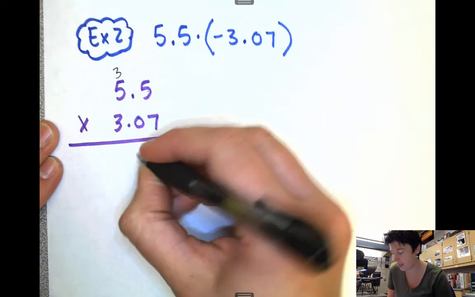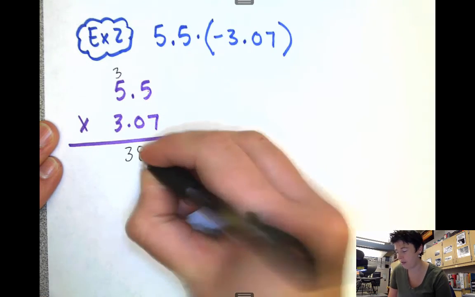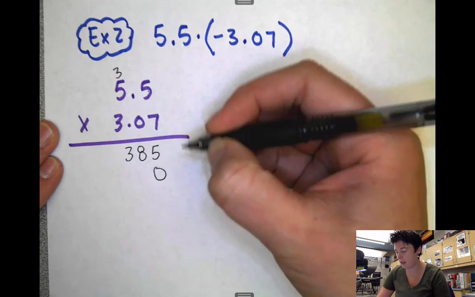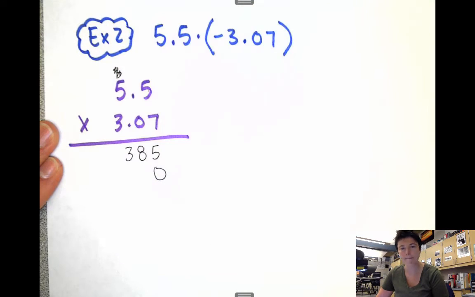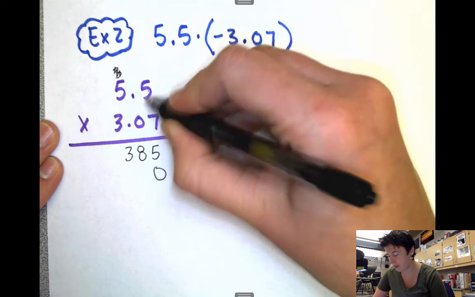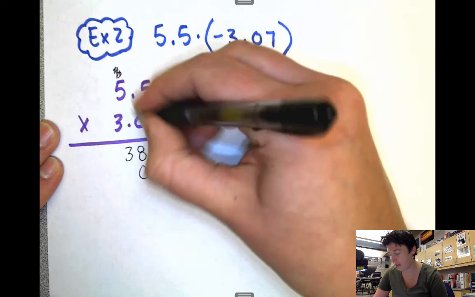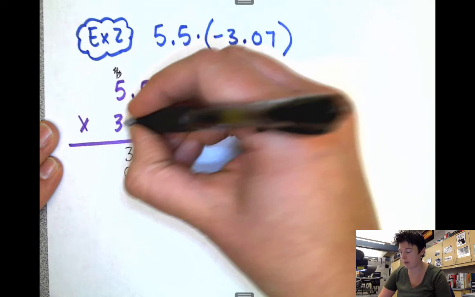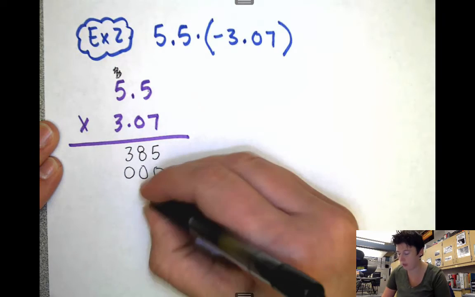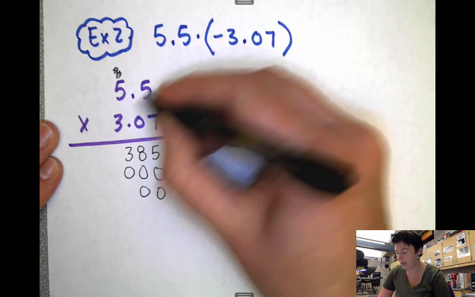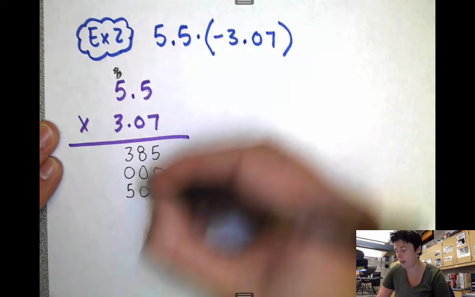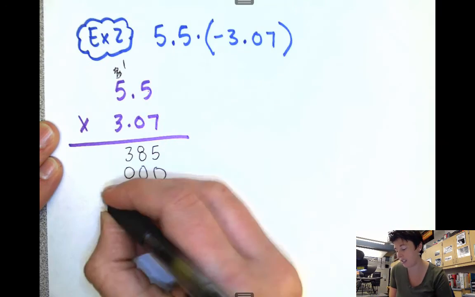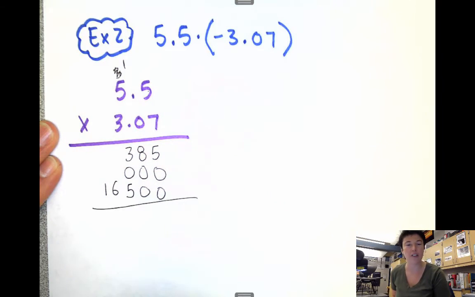Plus 3 is 38. Okay, then we go to the next number, which is 0, but I've got to add a 0 here. I'm going to cross this 3 out. 0 times 5 is 0. 0 times 5 is 0. Okay, that was easy. Now I go to the next number, 3. Now I've got to do 2 zeros. 3 times 5 is 15. Carry the 1. 3 times 5 is 15, plus 1 is 16. Add all this up.